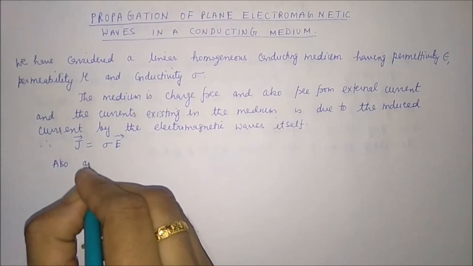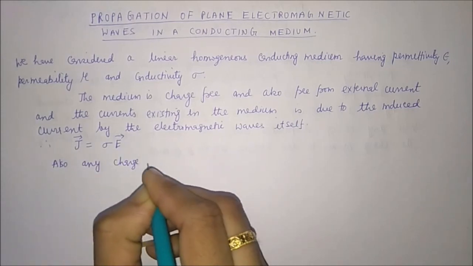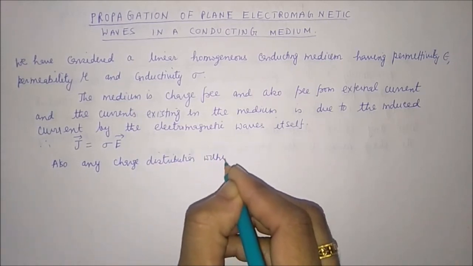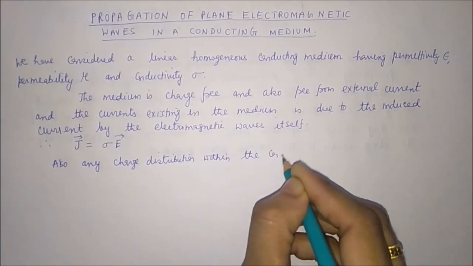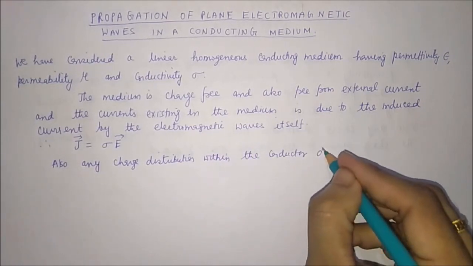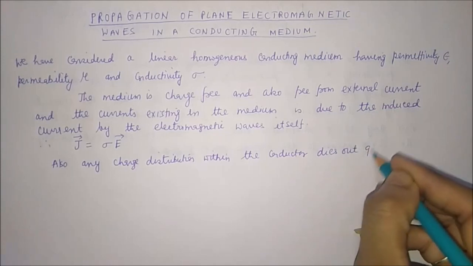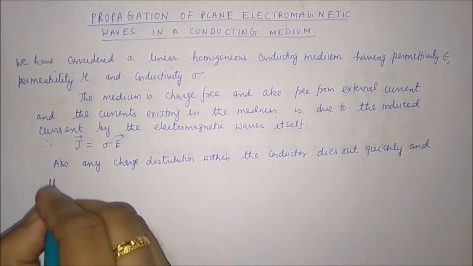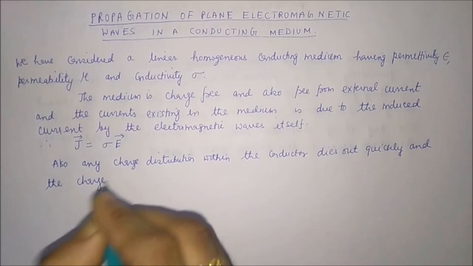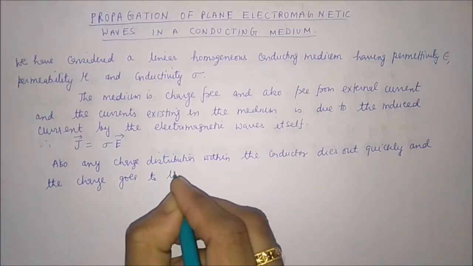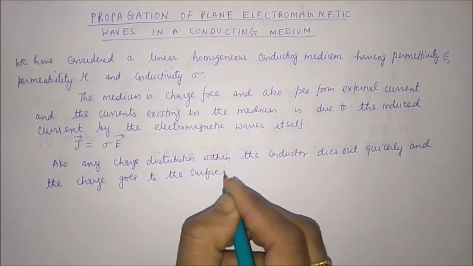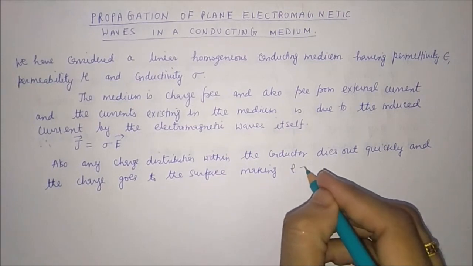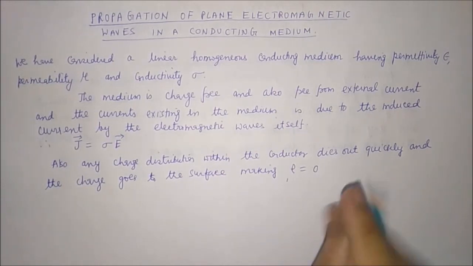Also, any charge distribution within the conductor dies out quickly and the charge goes to the surface, making the charge density rho equal to zero.